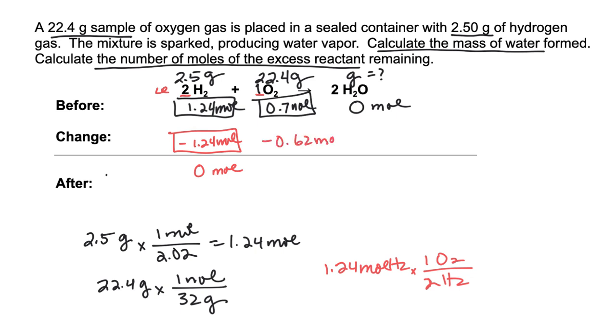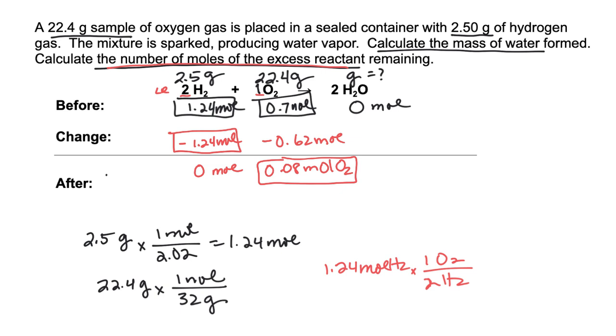0.62 moles of O2. I had 0.7, I'm going to use up 0.62, so that will leave me with 0.08 moles of O2 left. So that was actually the last question, calculate the moles of excess reactant remaining. That's what I will have left when I'm done.